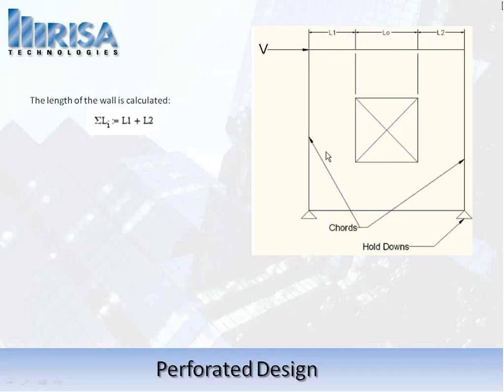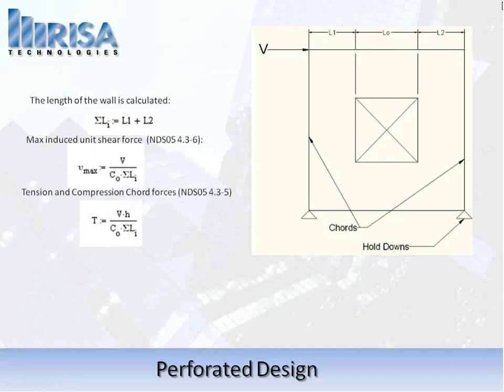We're summating that. Okay, so then what we want to do is take that and find our maximum shear force. So we're going to take the total shear and divide it out by our summation of L's and our C naught. And C naught is something that's going to be calculated here in a second.